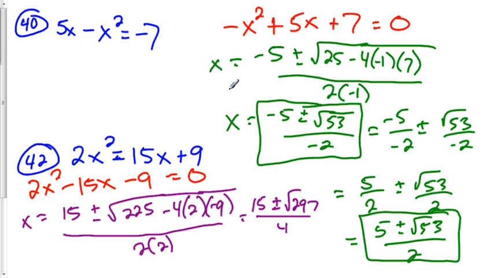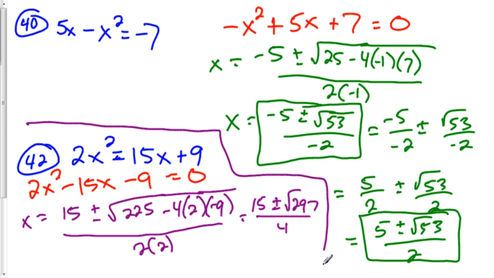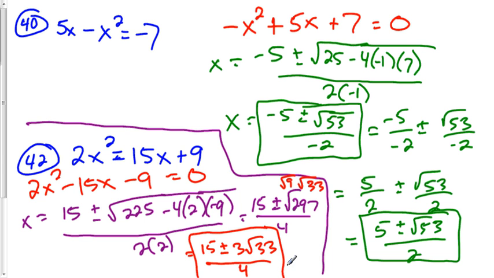Let me just block off where this last problem was. Okay, let's come down here. Equals, and you might not see it, but this is the same as square root of 9 times the square root of 33. So 9 is the biggest perfect square that goes into it. 15 plus or minus 3 square roots of 33 all over 4. Those are my two values of x that make this true.